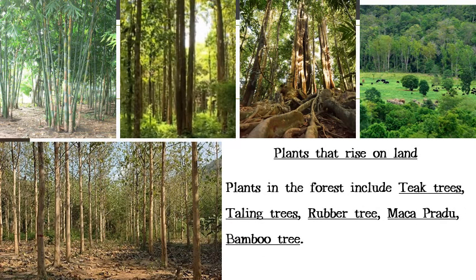And we have also plants that grow on the land. These are the plants in the forest. That includes teak trees, rubber tree, and bamboo tree.